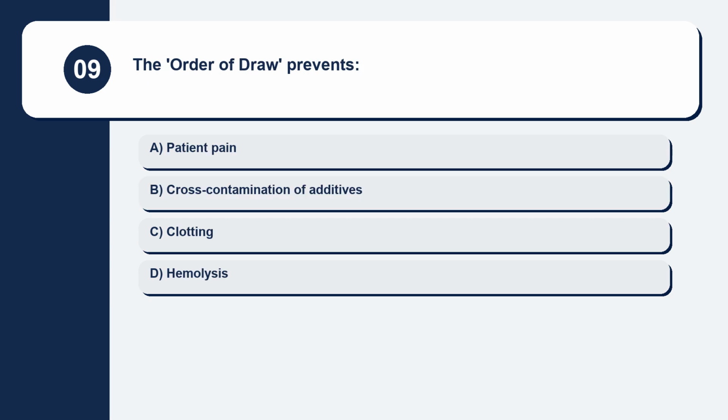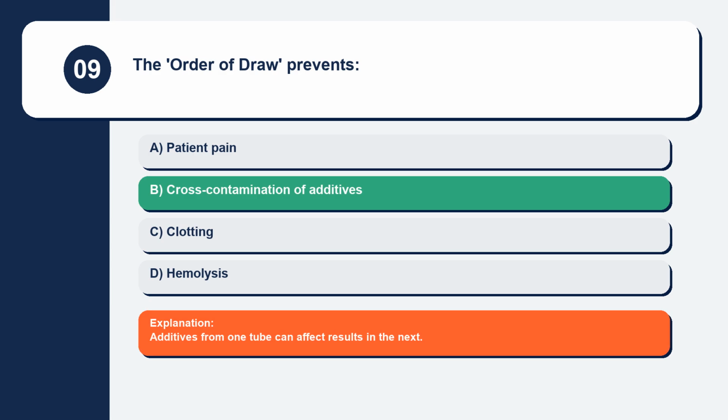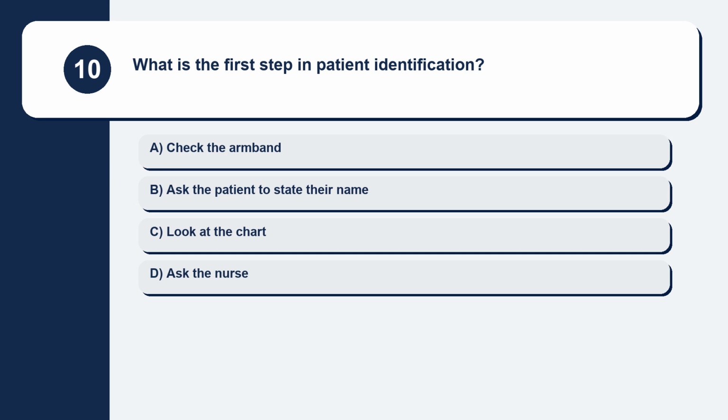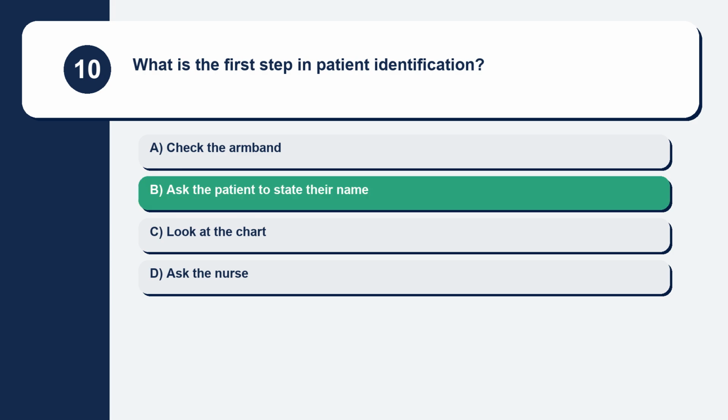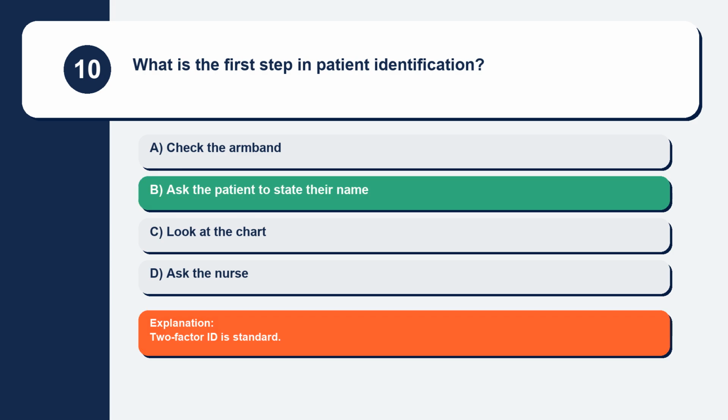Question 9. The order of draw prevents patient pain, cross-contamination of additives, clotting, hemolysis. Additives from one tube can affect results in the next. Question 10. What is the first step in patient identification? Check the armband. Ask the patient to state their name. Look at the chart. Ask the nurse. Two-factor ID is standard.